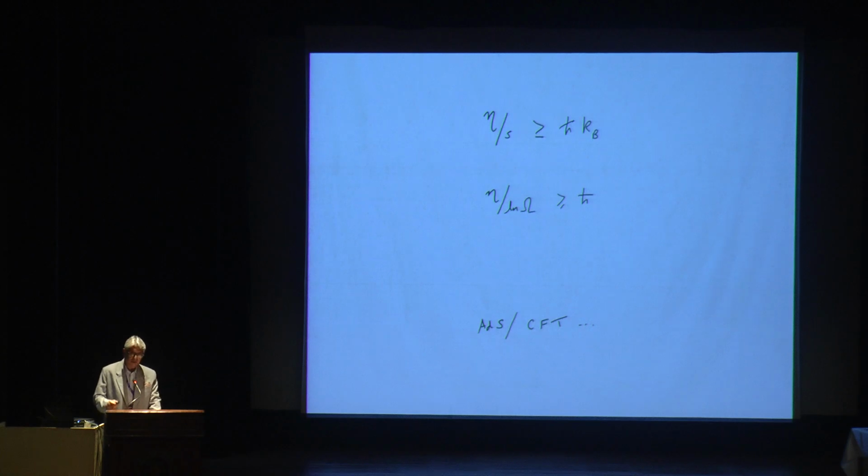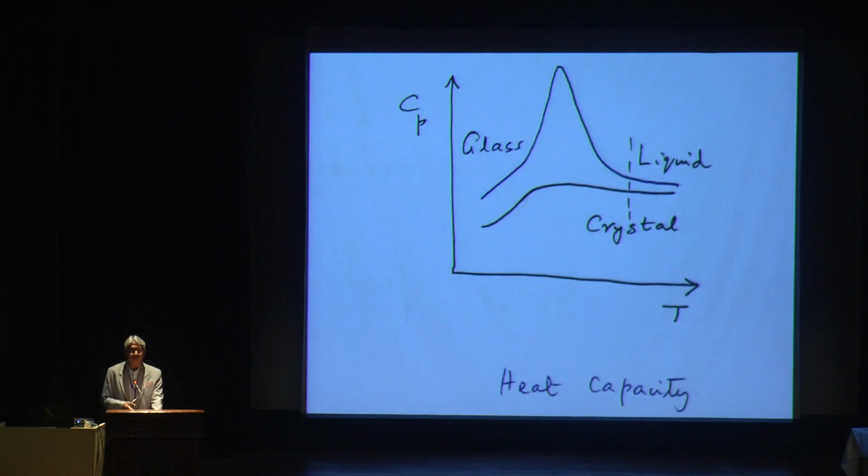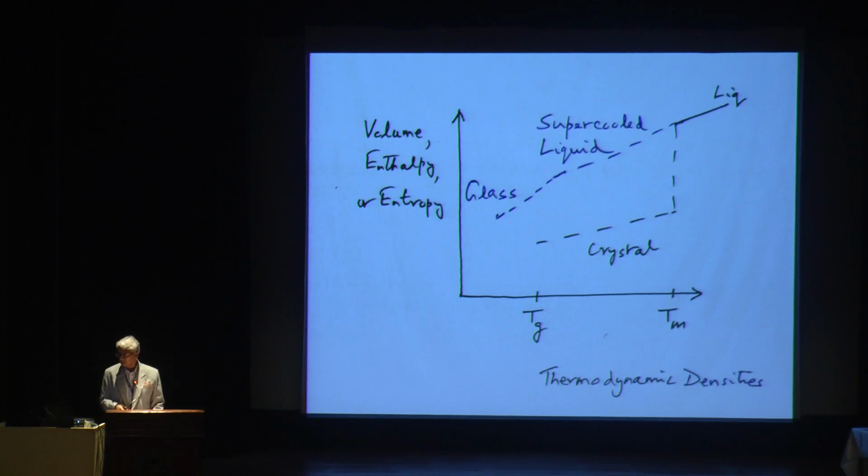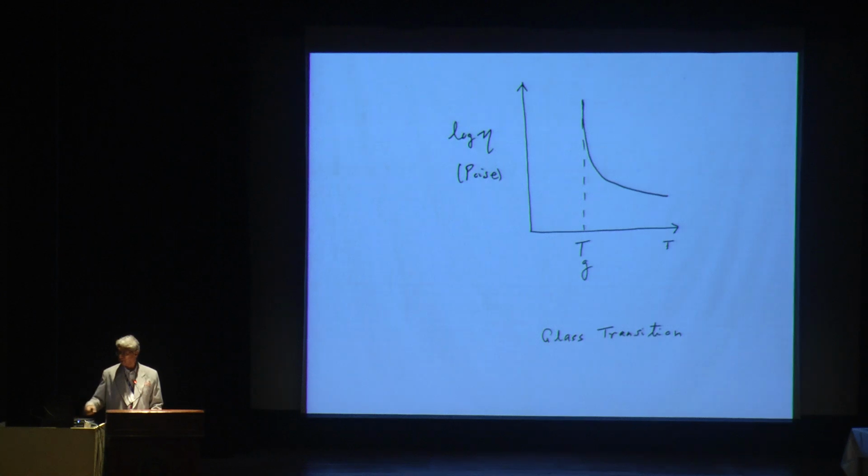So, this connects to this enigmatic issue in condensed matter, which is called the glass transition, where if you supercool a liquid very rapidly, you get into a glassy phase where the heat capacity shows an anomaly, and so does the viscosity. So here is another phase diagram where volume, enthalpy, or entropy is plotted against the temperature, and here is the viscosity, which rises very rapidly as you supercool. So there is the relationship between the viscosity and thermodynamic quantities.